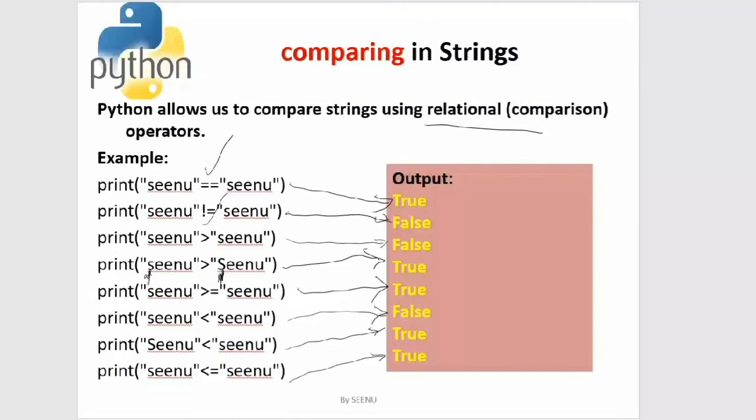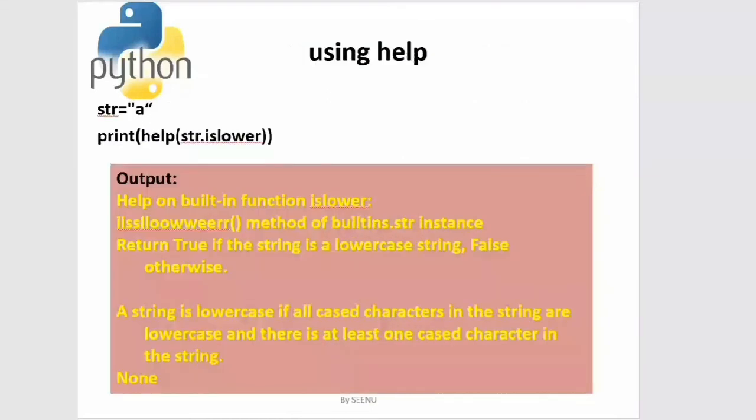Okay, so the next operation is using help. In the Python documentation, you can get help by simply using help. Here I'm taking a string A and saying str dot, because this is a method, you need to apply it on an instance, on an object. So this is a must. You have to say str is equal to something, and then only can you say str is lower. Not only is lower, you can find out the description of any of the methods by using help. So you can say help and then str dot is lower.